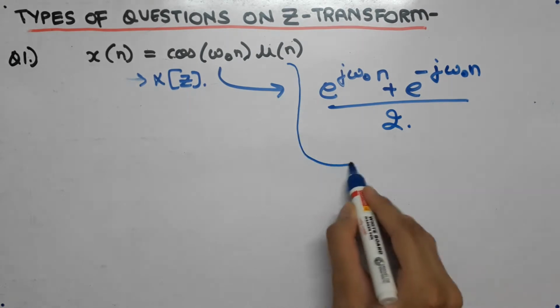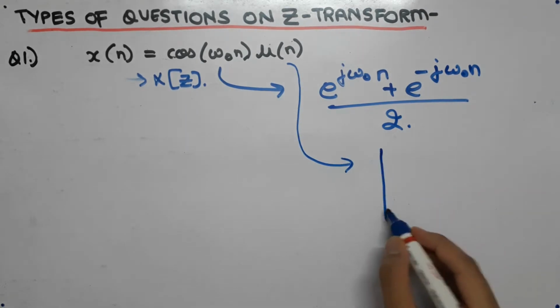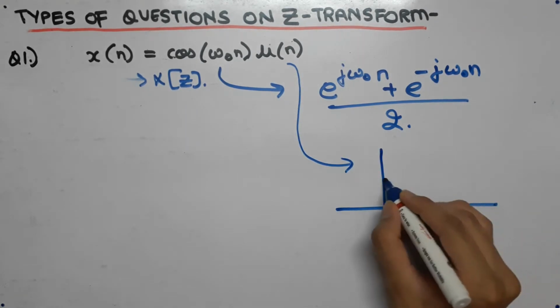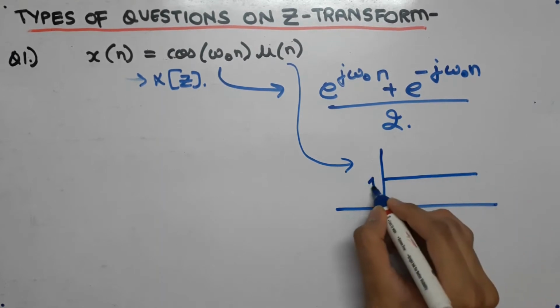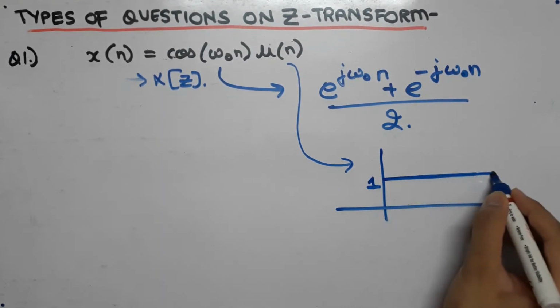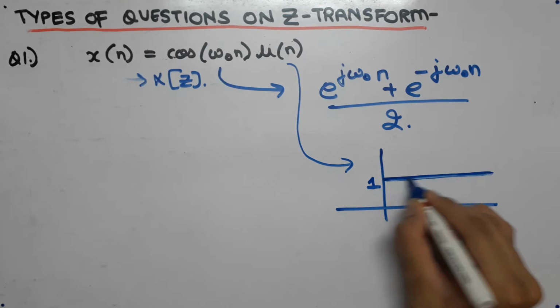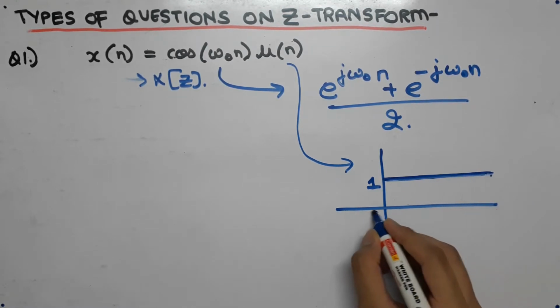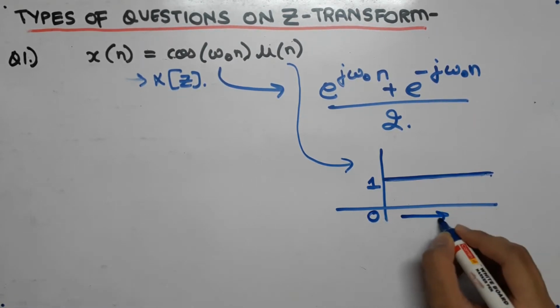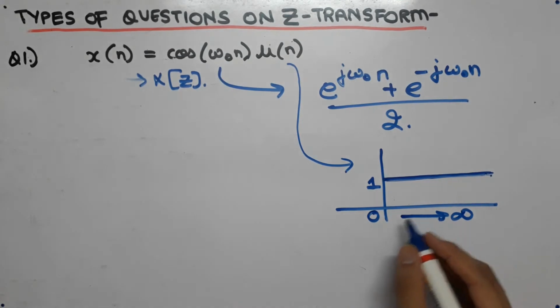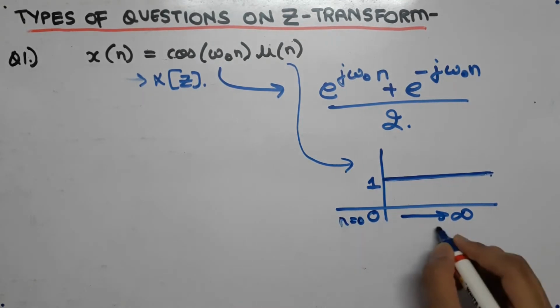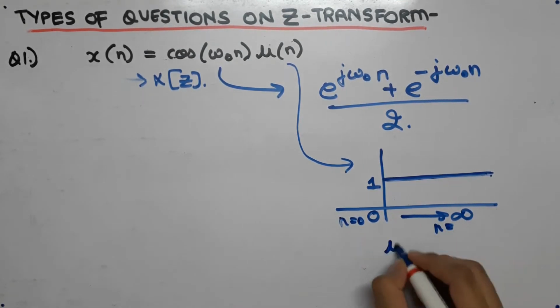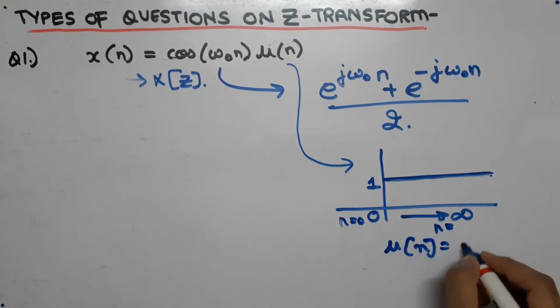And similarly, we will draw its graph, that is, first of all we will draw u(n)'s graph. We know that u(n) starts from 1 and continues in a straight line, that is the unit step signal. And guys, as we know, this extends from 0 to infinity. So from n equal to 0 to n equal to infinity, the value of u(n) is 1.